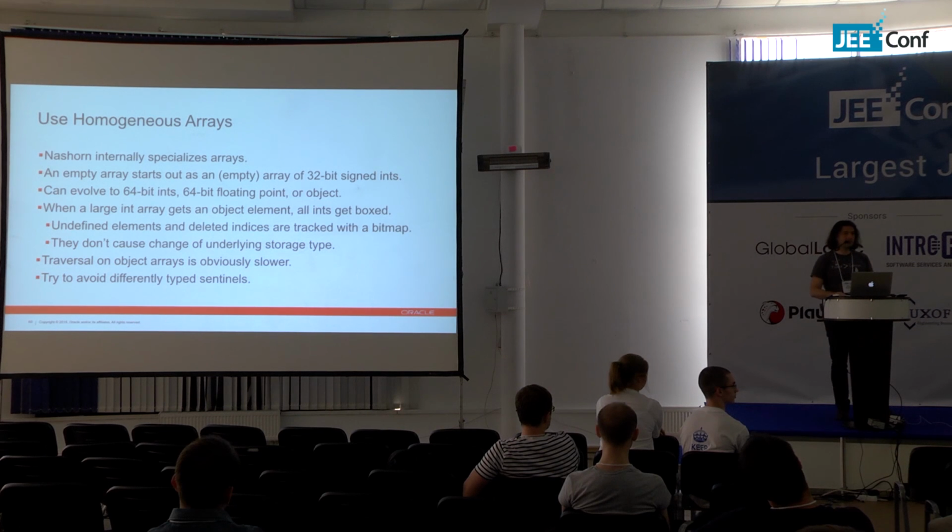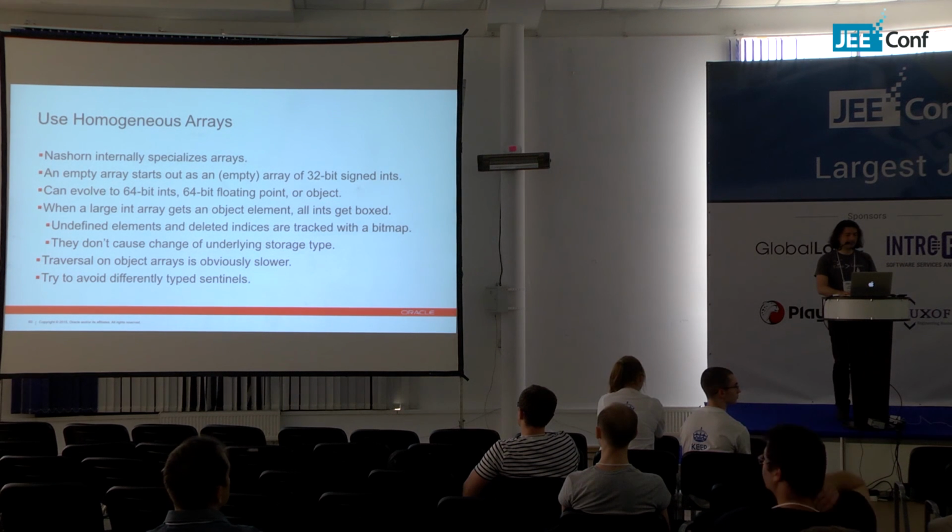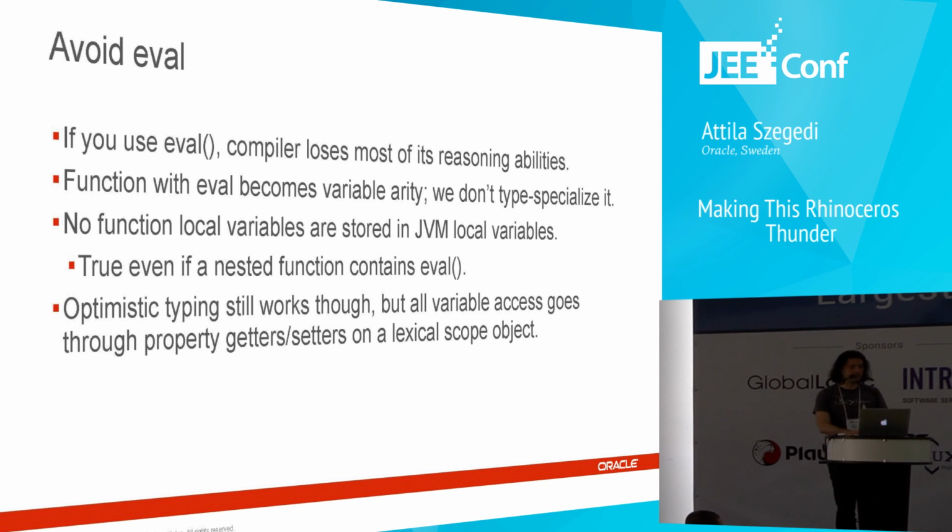But as long as you actually manage to keep your arrays homogeneous, Nashorn will, below, be very efficient about representation. The way we link array accessors and so on is also very efficient. It basically links pretty much straight through to native Java array element getter and setter. So that's something that's very good.